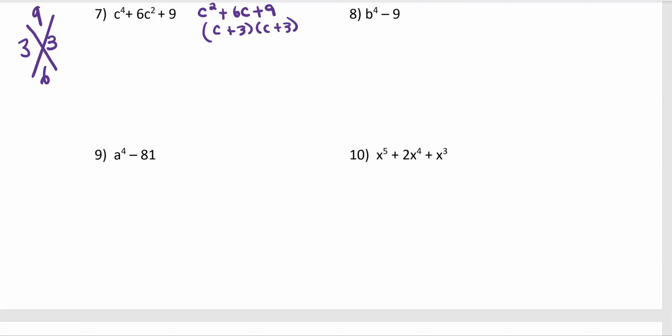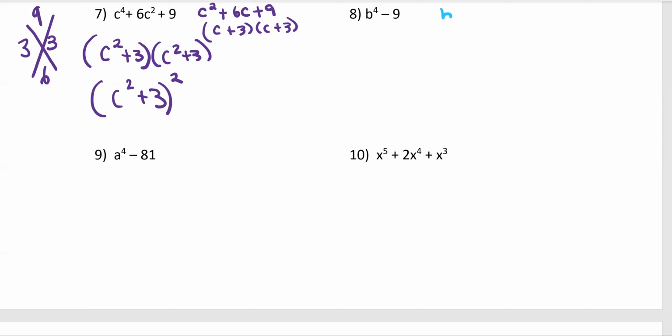But what we really have is c to the 4th as our first term and c squared as our second term. So our factors are c squared plus 3 and c squared plus 3, or c squared plus 3, all of that squared. Again, I can't stress enough how important it is just to multiply your factors back together to make sure you get the original. Number 8, it looks like a difference of perfect squares.